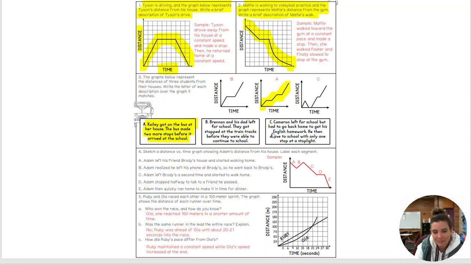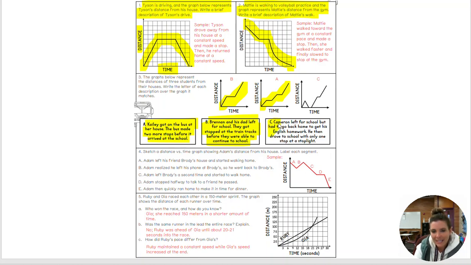For this one, Brennan and his dad left for school. They got stopped at the train tracks before they were able to continue to school. So they're driving to school at a constant speed. The time is increasing, but the distance is not. That's where they got stopped by the train. And then again, they continue their constant speed to the school.